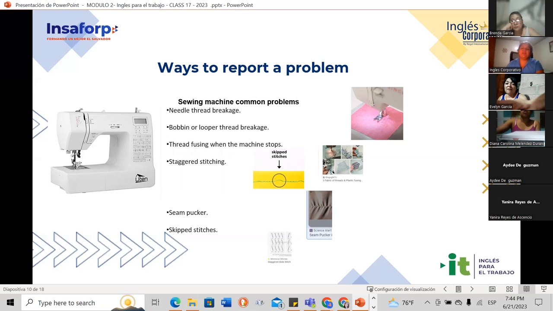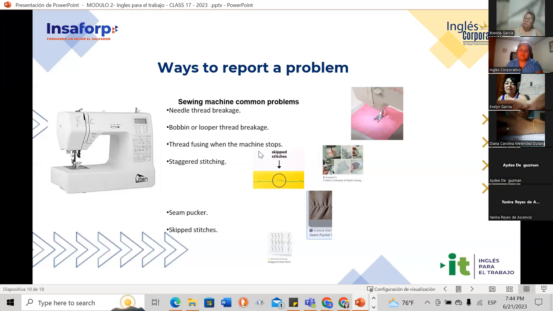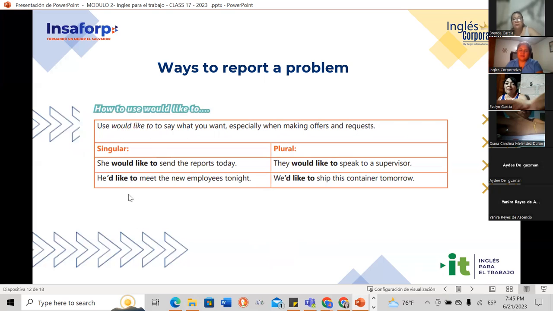And you can say different problems, right? With that structure, con la estructura que tenemos aquí, I would like to report a problem. And you can mention one of these. Another way to say, if your classmate, for example, Brenda, will say that Evelyn would like to report a problem, you can say, Brenda would like to report a problem. Okay, we have here the examples.